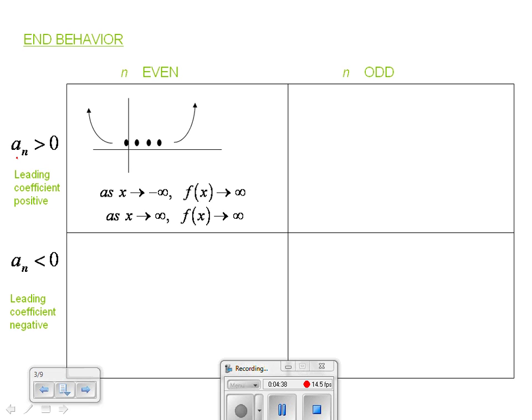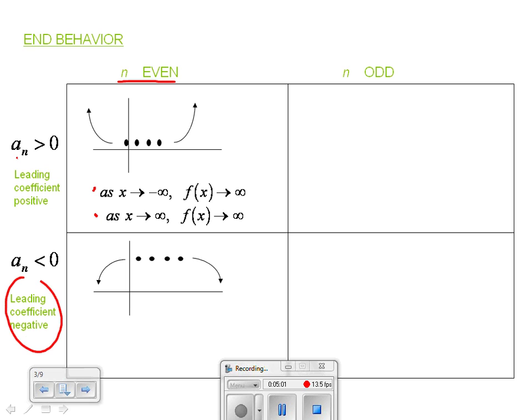And then we'll write very similar statements to what we have here. The difference is that a function might not be going up both times. It might be going down one of the times or down both of the times. Okay, so let's look at scenario 2. Scenario 2 says our degree is even and our leading coefficient is negative.